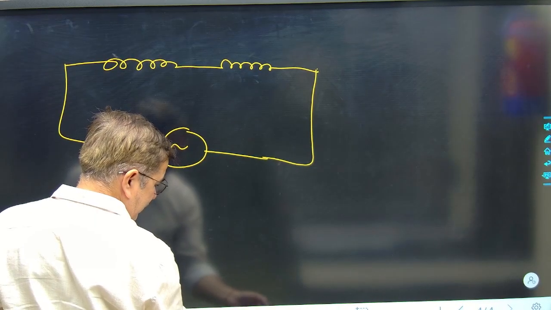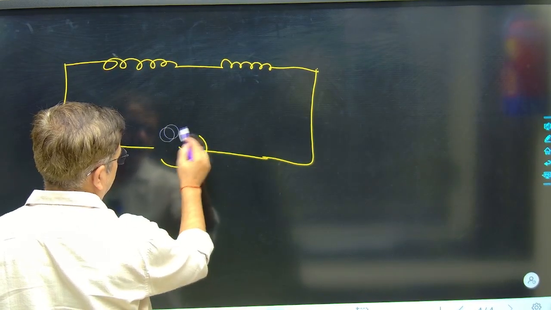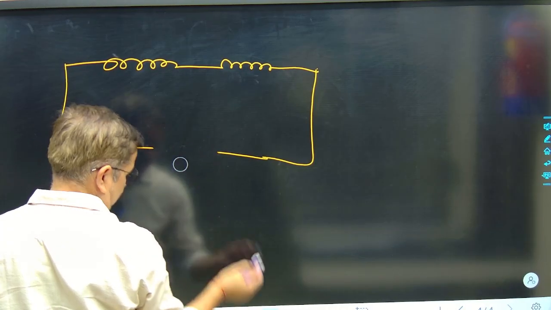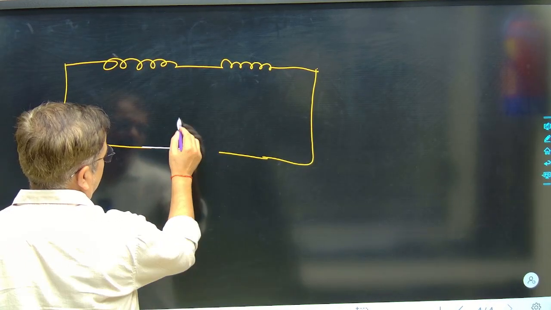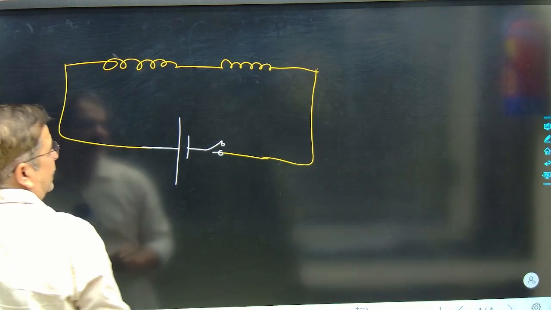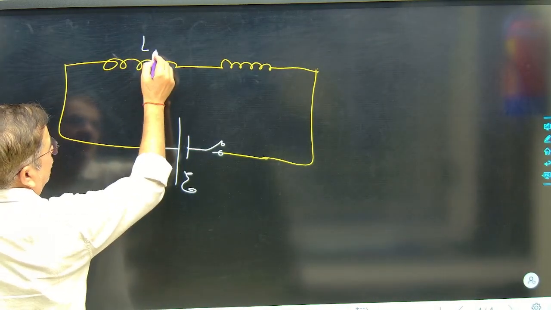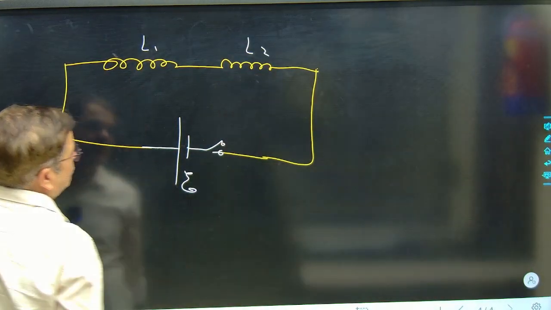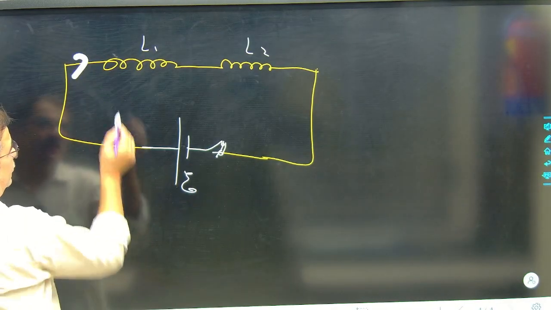Just hold on, I will replace it. I am putting this initial direct battery only. AC we will do later. So this battery of EMF E is put across the two inductances L1 and L2, and if I press the switch, current will start flowing here.